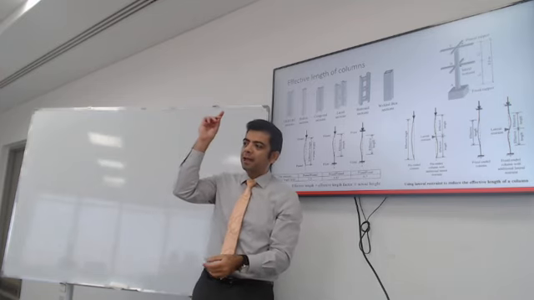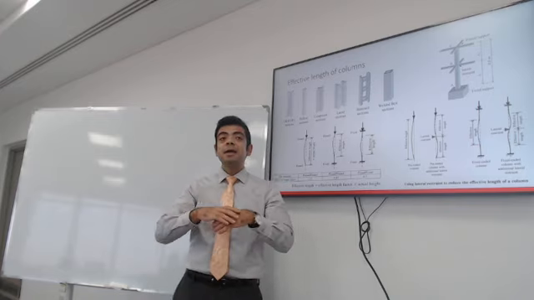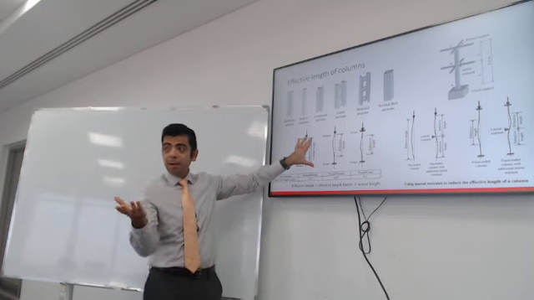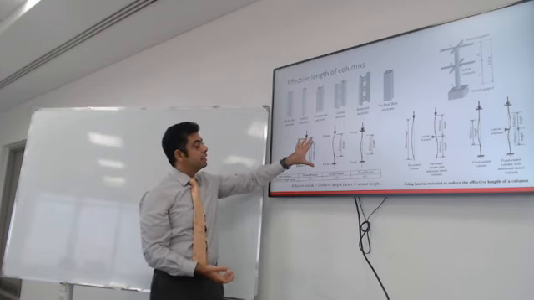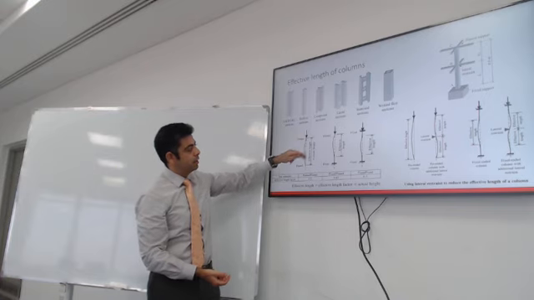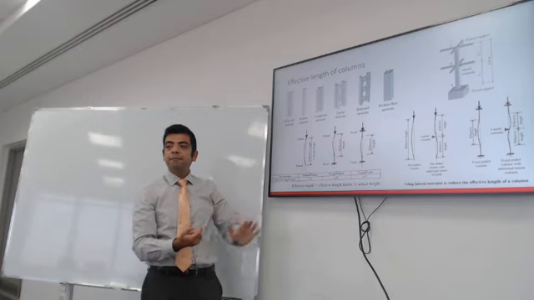Is the column pinned at the top, pinned at the bottom? If it is, then the effective length is the actual length. In the example, or when you're designing a structure, you look at the actual length of the column, you multiply it by 1, and that's your effective length.